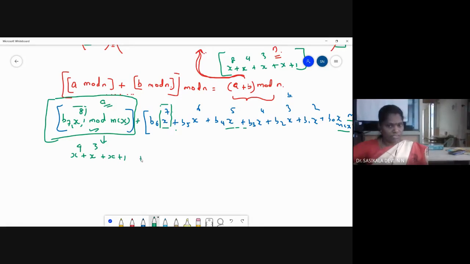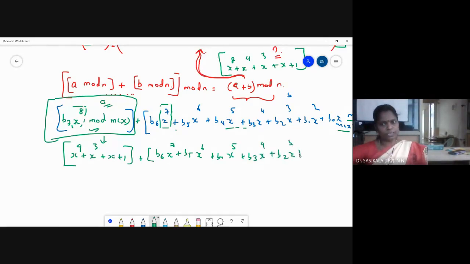Plus, this is a simple polynomial. This is already reduced because mod m of x, this degree is 7. So already the degree is 7. After reducing the polynomial, you will get it like this: B6 into x power 7 plus B5 into x power 6 plus B4 into x power 5. Then B3 into x power 4 plus B2 into x power 3 plus B1 into x power 2 plus B0 into x power 1. Here I have omitted B7, but here I am adding it, for simplicity.